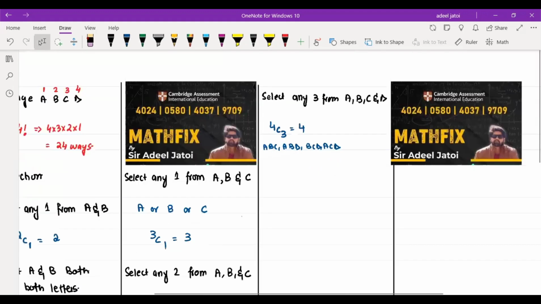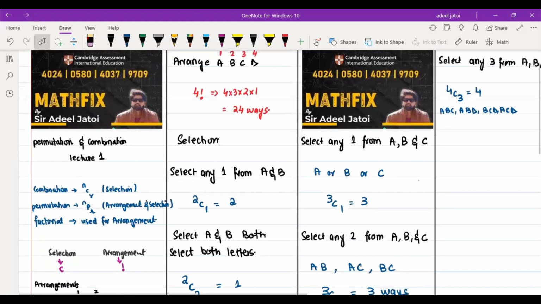With this, what we can say directly is that selection can particularly be used for C, whereas for arrangement we will be using factorial. Arrangement means changing the position of the object. And selecting means picking up a particular object or a particular event from the total number.